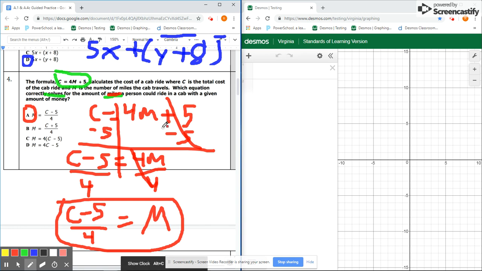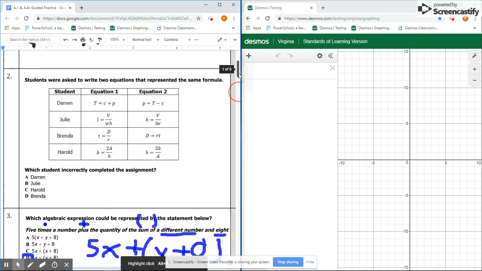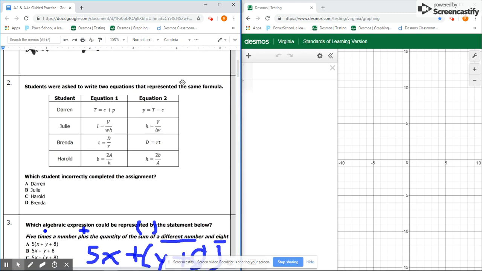All right, and there's one more question up here, number 2. I skipped that one because it doesn't really go with 1, 3, and 4. Well, it kind of does, but it's a little bit different. It says students were asked to write 2 equations that represented the same formula. So we have Darren with 2 equations, Julie with 2 equations, Brenda with 2 equations, and Harold with 2 equations. And we're supposed to pick the student that incorrectly completed the assignment. I'm going to ask you to pause the video and see if you and your group can figure out who incorrectly completed the assignment.